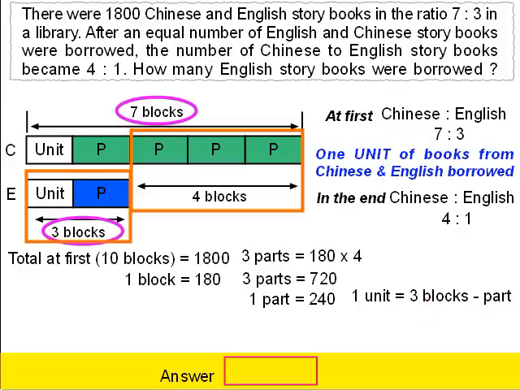And a part, we found it to be 240. So we take 540 minus 240. That will give us the result of 300. That means to say 1 unit of English book was borrowed and therefore 300 English books were borrowed.